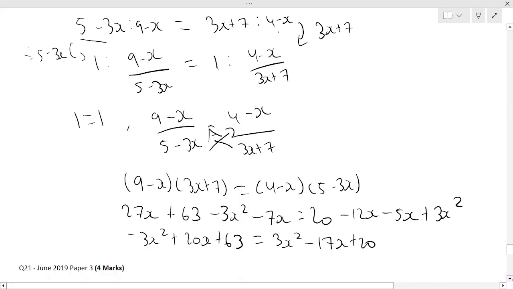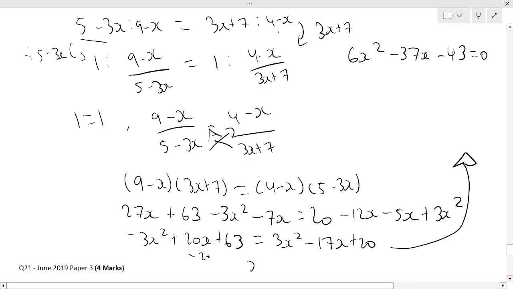So now I can spot this is going to be quadratic, so I'm going to rearrange everything to the right. So that will become, I'm going to write this up here actually. If I add 3x squared to both sides, I'm going to get 6x squared. Then I'm going to subtract 20x from both sides. Minus 17x minus 20x is minus 37x. Then minus 63 to both sides, 20 minus 63 will be minus 43, and that will be equal to 0. Well, is that just not a quadratic we can solve?